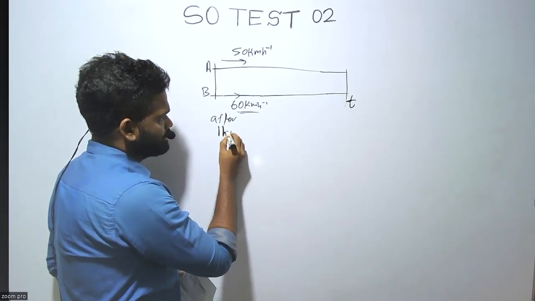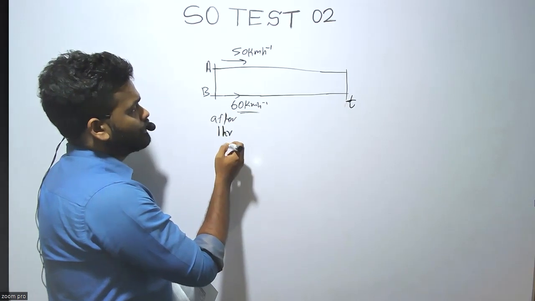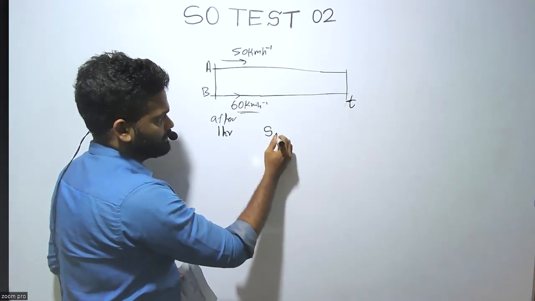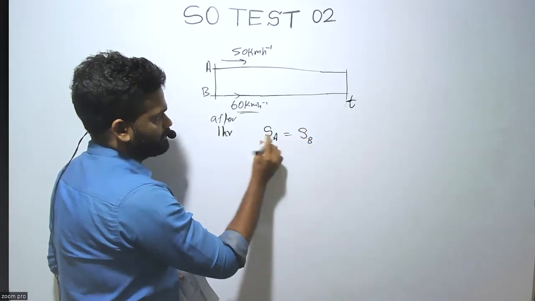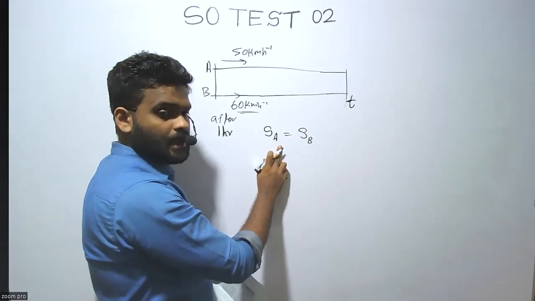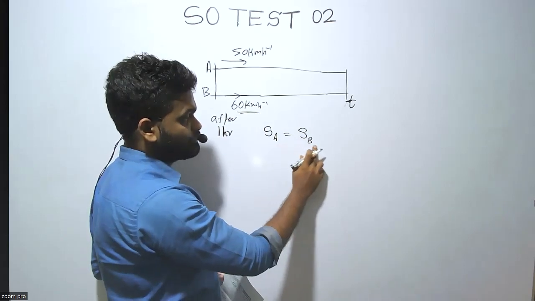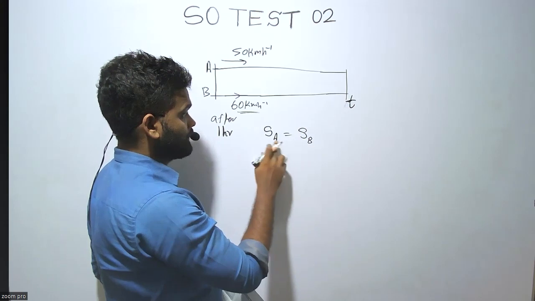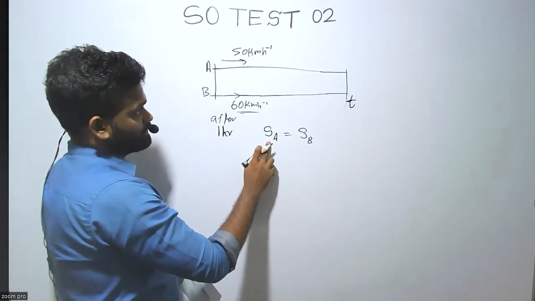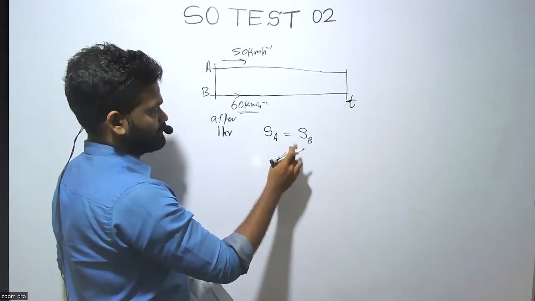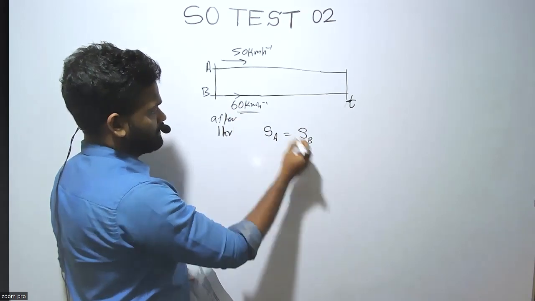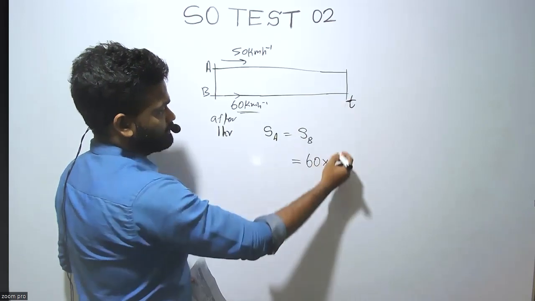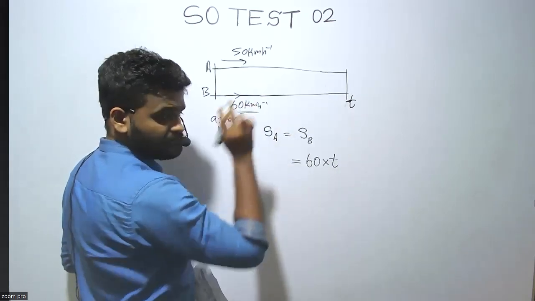Here you can see the distances are the same. Let's say the distance moved by car A is SA, and the distance moved by car B is SB. First, let's think about B. It has a velocity of 60. Time is just t, I took it as t.